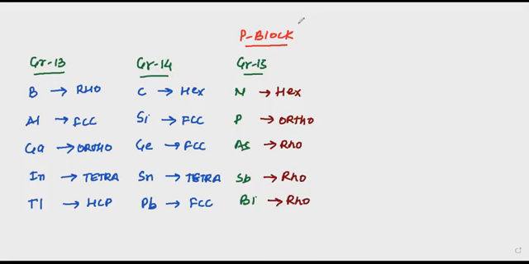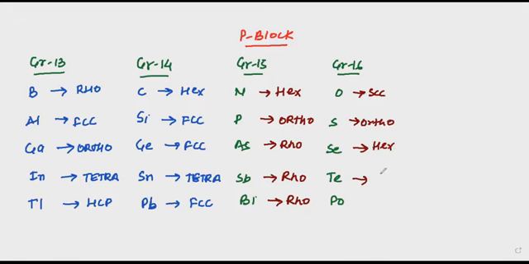Now in group 16, this is oxygen, sulfur, selenium, tellurium, polonium. Now we see what the system is with oxygen. Oxygen is SCC and sulfur is orthorhombic. Now selenium is hexagonal. Now tellurium is also hexagonal. Polonium is rhombic.